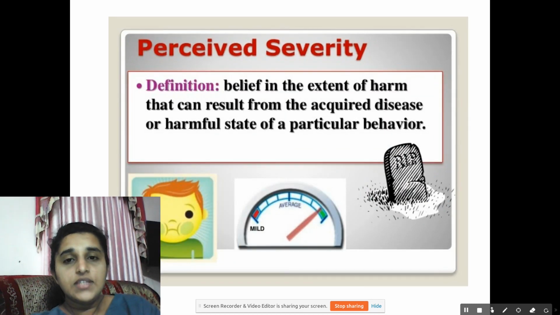Second is perceived severity. That is the belief in the extent of harm that can result from the acquired disease or harmful state of a particular behavior. So the smoker understands that if he smokes, he may get severe health problems or complications, like respiratory problems, effects of nicotine, lung cancer, or death. That is the perceived severity.